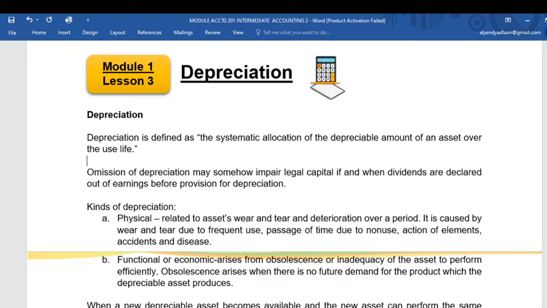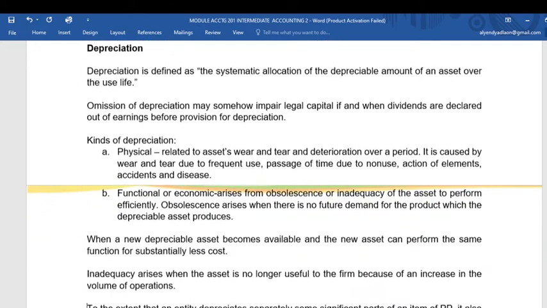Obsolescence arises when there is no future demand for the product which the depreciable asset produces. So this is the case where such an asset becomes obsolete. This means that there are already other machines that can be substituted for such assets. So even though the asset is still working, a new machine was developed, a new machine was introduced, and it can be more efficient compared to the asset that you currently have. So it becomes obsolete, and therefore it is also a factor in depreciating an asset.